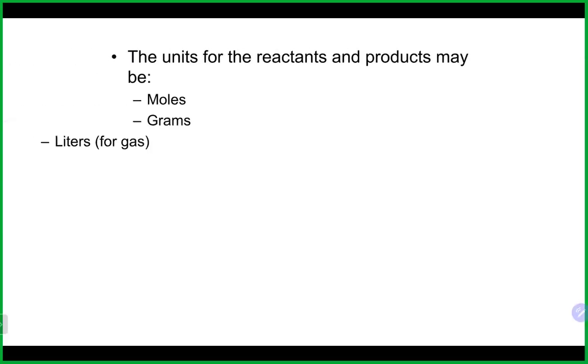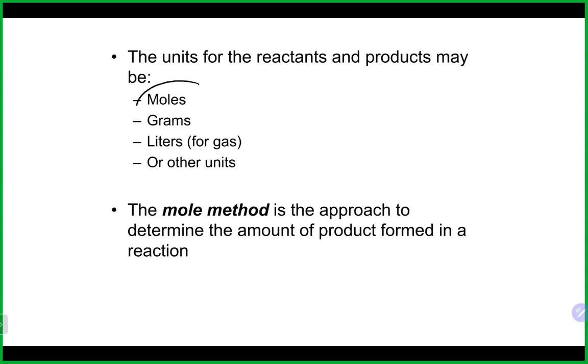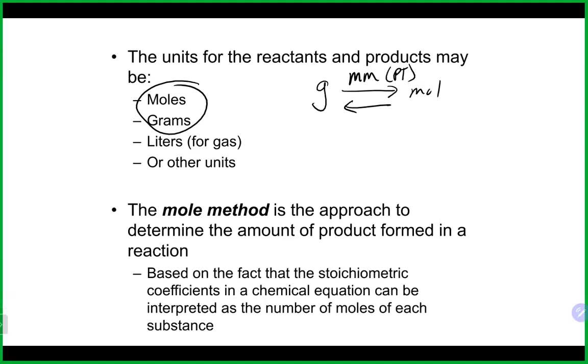And the units for stoichiometry can really be any units, but we will most often, and probably only in this class, see two units used with it, which are grams and moles. And that is the conversion that we were just using. Remember that if we need to go from grams to moles, or moles back to grams, we're going to get our molar mass from the periodic table, right? It's going to be the conversion factor that's going to allow us to do that. So the mole method is based on those coefficients being the moles of each of those.